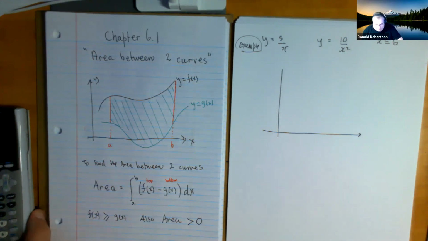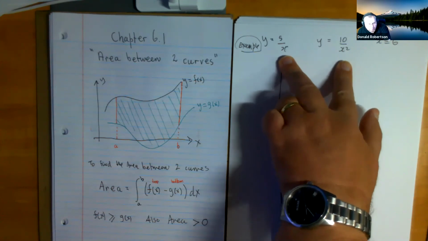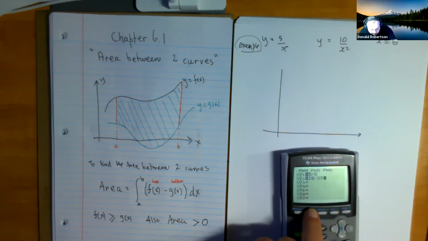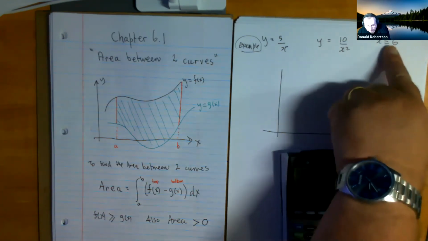Now, if you go to your calculator and you type in those two guys, you're going to have a little bit of problem. Can you remember 141? These guys have a big problem at 0. So I'm going to type in the two curves and avoid 0 in my window. So I've got 5 over x and I have 10 divided by x squared. And I'm going to go to my window and start at 1 and finish at 6.